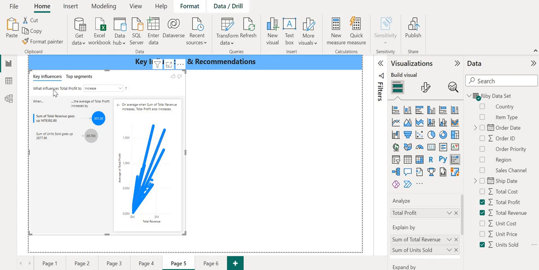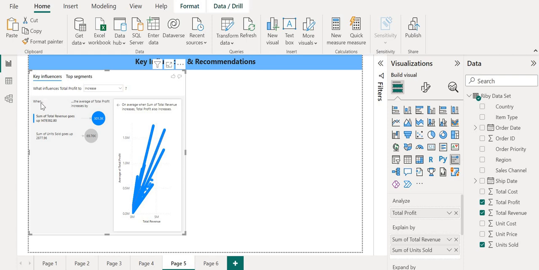This is basically telling me what influences total profit to increase. You can also click on decrease, but I want to just see why total profit increases. Who doesn't want to see why their profit is increasing? But that doesn't mean you can't explore decrease. It just depends on what you'd like to see.